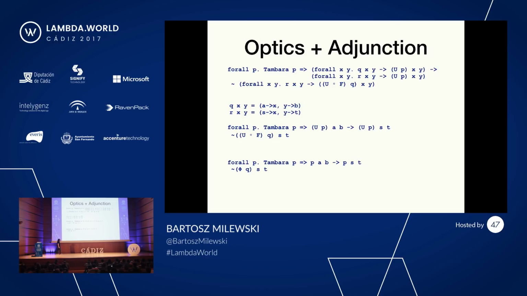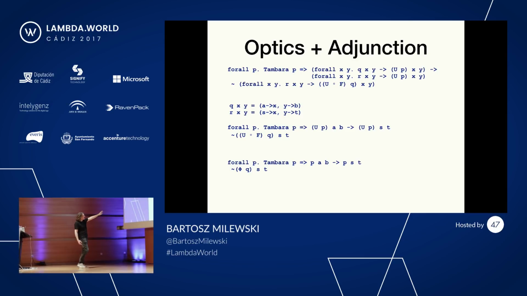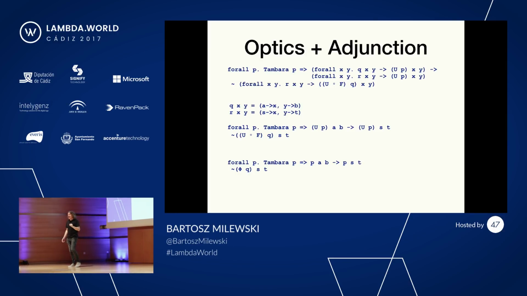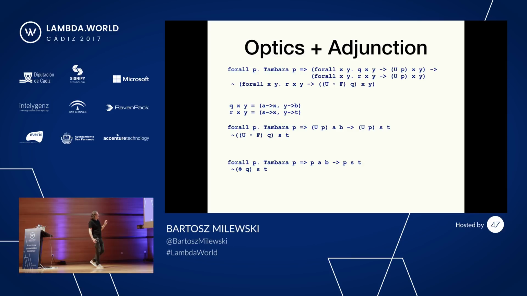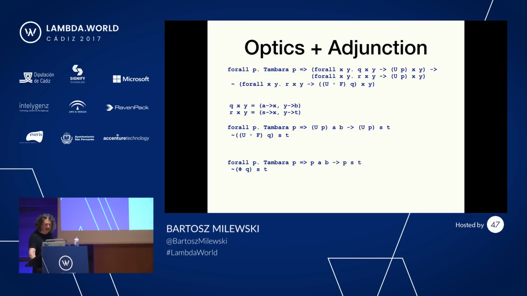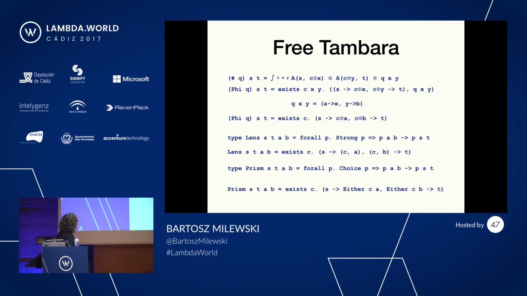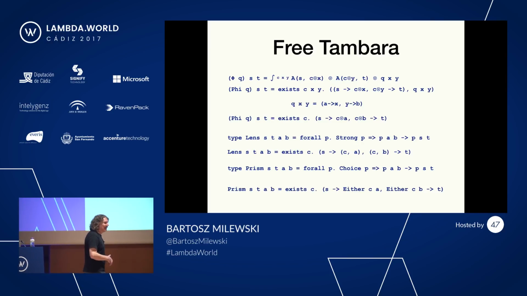Okay, the right-hand side has this U F, right? And I said this is a monad. So I call this monad F, phi. Now, I'm not as smart as to figure out what phi should be, but there is a paper by Pastro and Street that actually dealt with Tambara modules, and they came up with a formula for phi, okay?